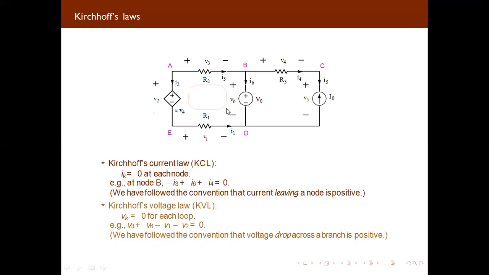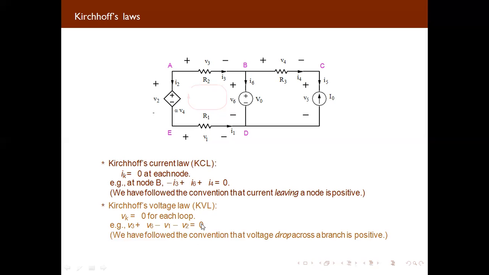Now for the voltage across R1, you can see it is first negative then positive, so we are supposed to take minus V1. Again, for V2, the voltage across this point, it is negative then positive in the clockwise direction. That's why again you are supposed to take minus V2. So your equation will become V3 plus V6 minus V1 minus V2 equal to 0.